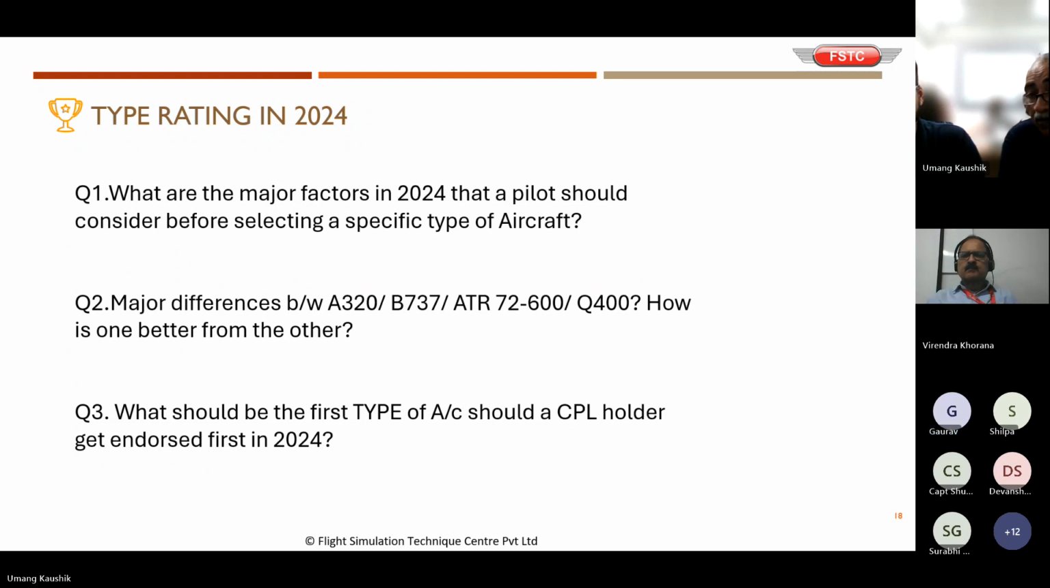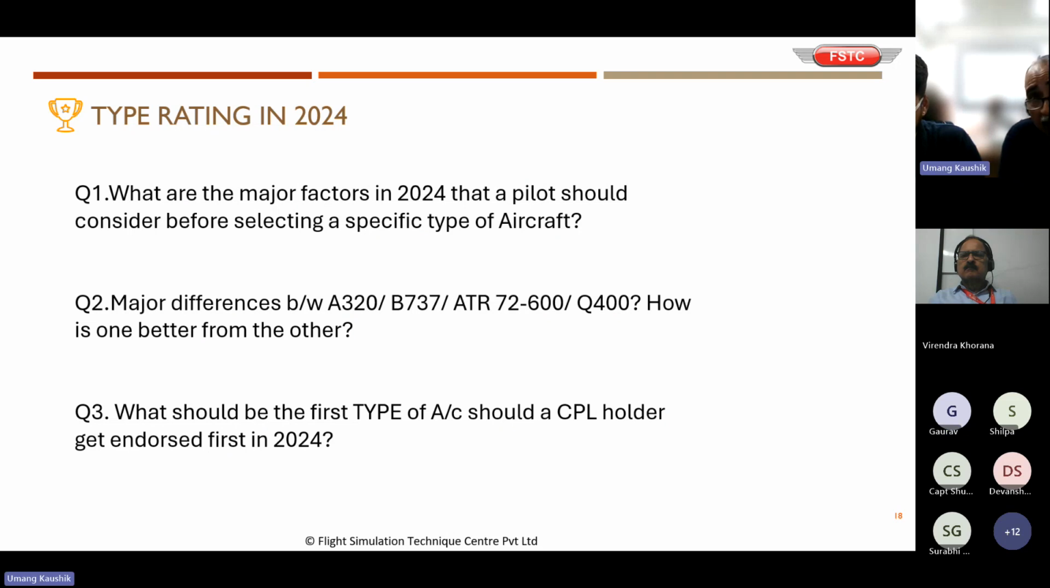Yes, sir. And do we have any information about the specific airlines who are taking initial candidates for 320 vacancies who are more than 30 years old? Do you have any information?